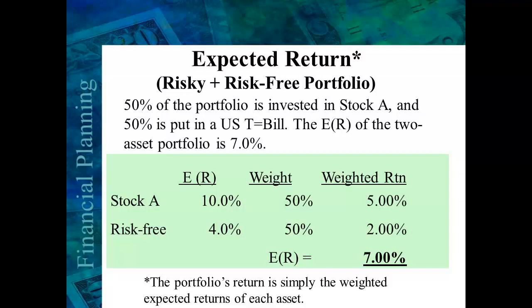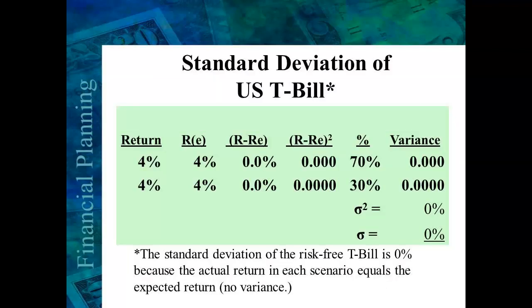The return of the two-asset portfolio is simply the weighted average, 50% times an expected risky return of 10%, plus 50% of an expected risk-free return of 4% equals an expected return of 7%. The standard deviation of the risk-free T-bill is 0% because the actual return in each scenario equals the expected return. There's no variance.